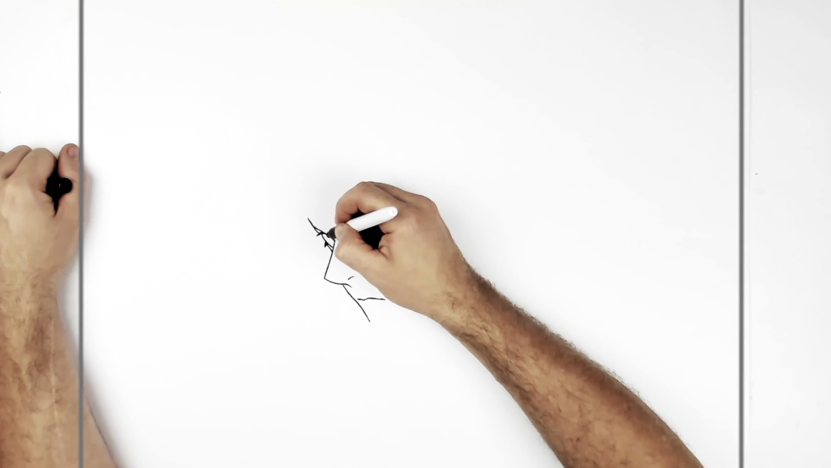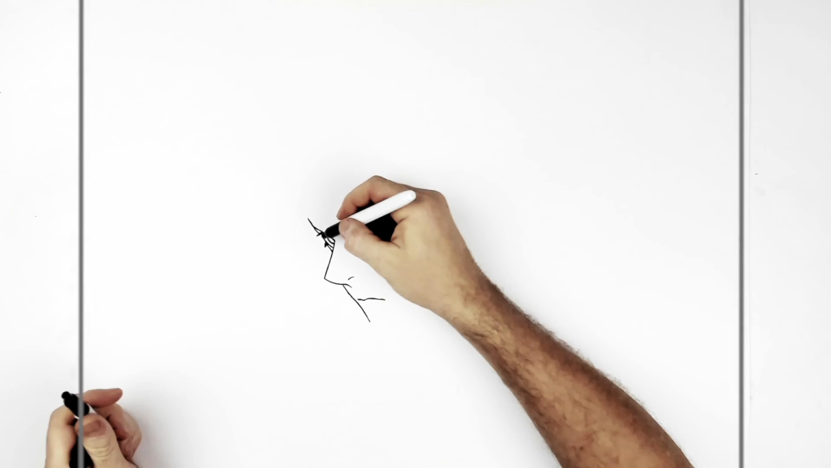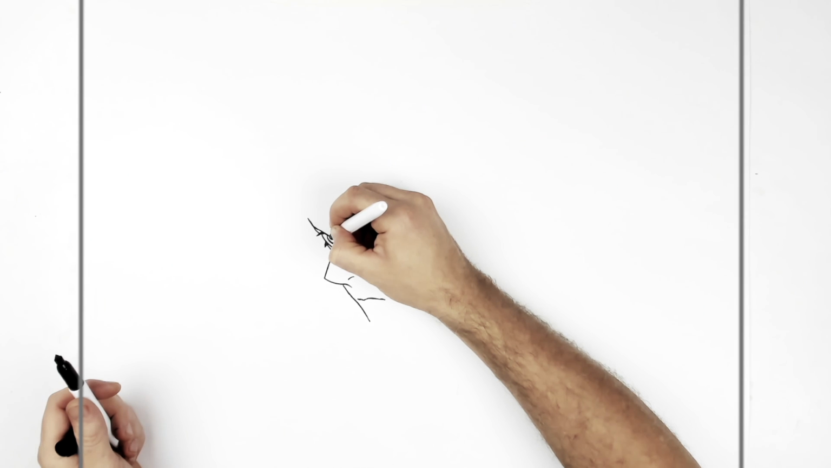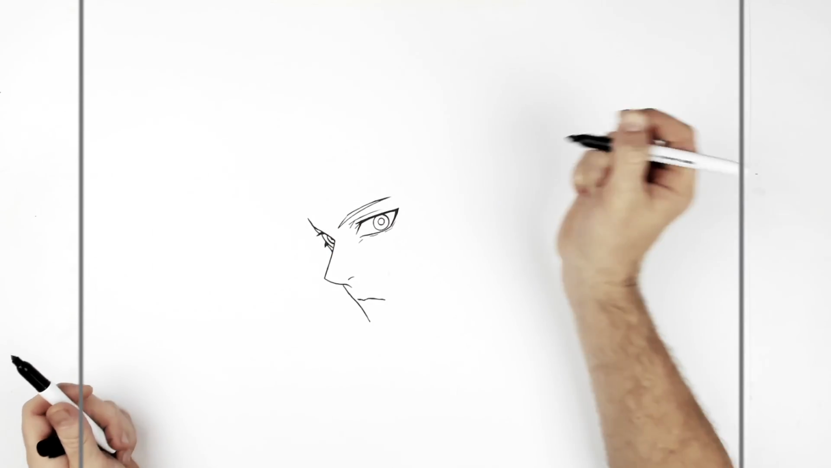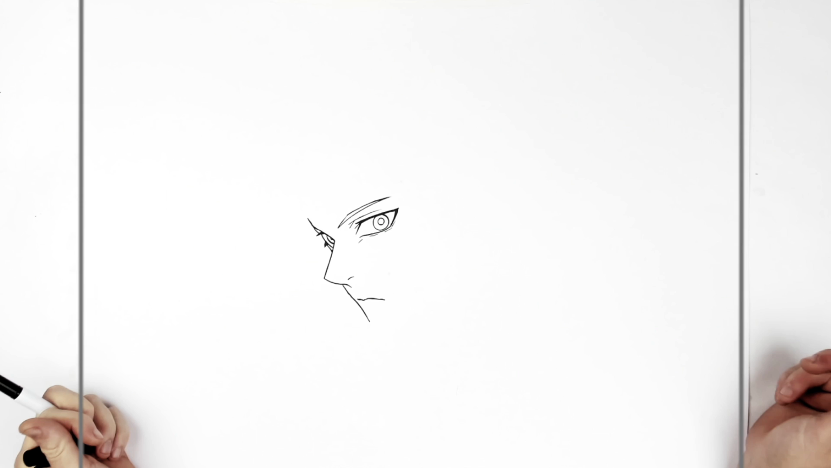And then we can just see his iris looking at us this way. And maybe some of that pupil. It should be relatively obscured by his eyebrow, more or less like that.